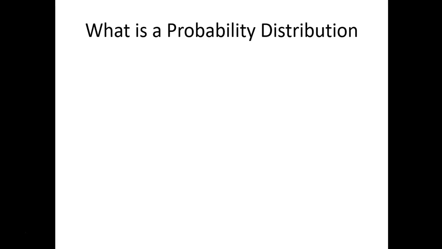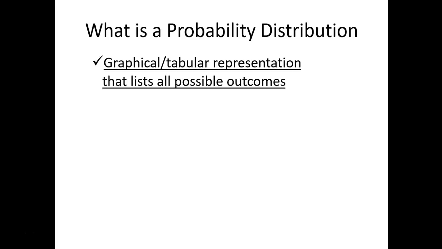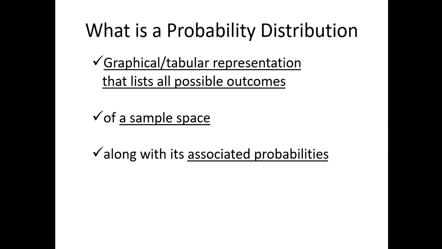So now let's come on to the topic for this lecture, that is probability distribution. So what is probability distribution? It has basically three parts. One is, probability distribution is basically a graphical representation that lists all possible outcomes of a sample space along with its associated probabilities.